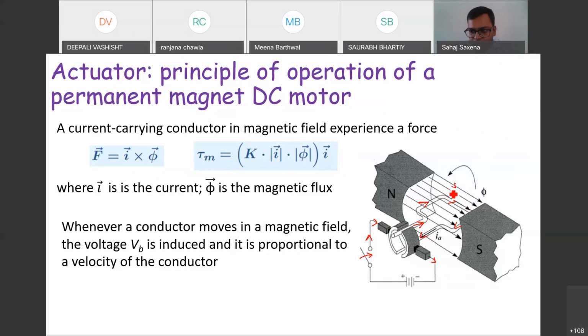So this is the flux, and whenever a current-carrying conductor is placed in it, it will experience a force, and due to this force, this conductor will move in this direction. Let's say it is moving in this direction. Okay, so this is the basic law of the DC motor, and with this we have motion.